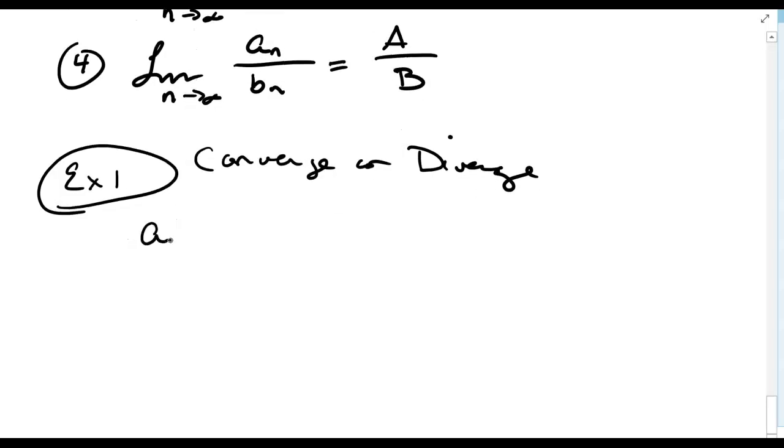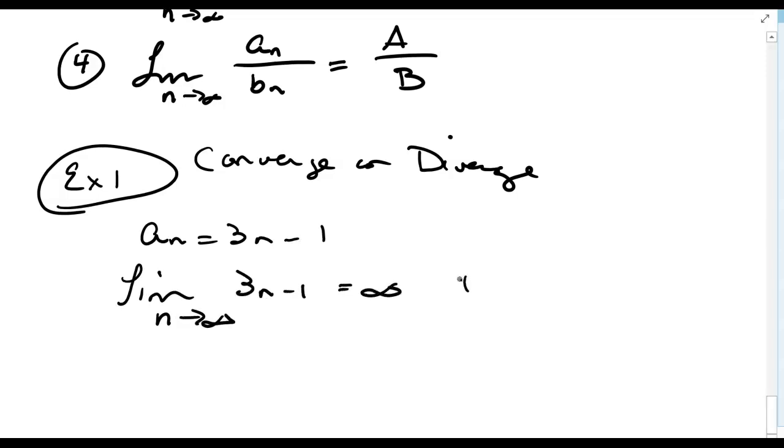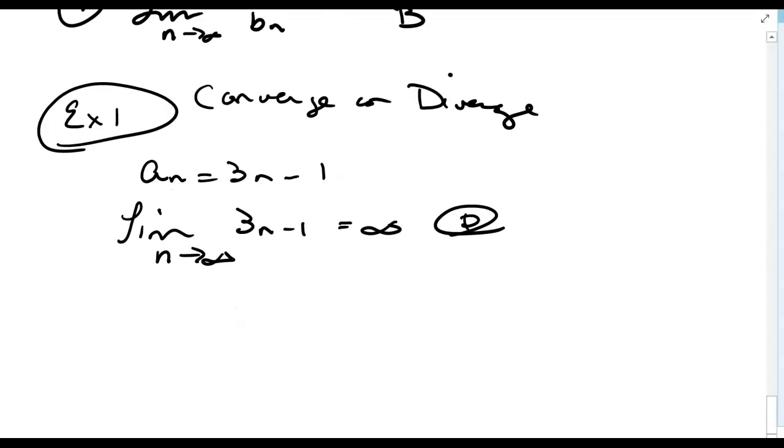So example 1, a to the n equals 3n minus 1. That's the limit as n goes to infinity of 3n minus 1. And that one's clearly going to diverge. So what you can do with each of these is just hit pause, try them on your own, and then unpause it and see if you got it right. Example 2.